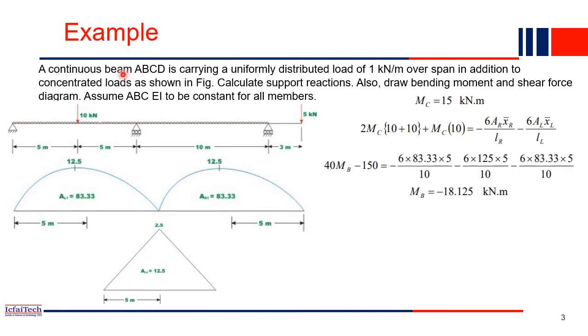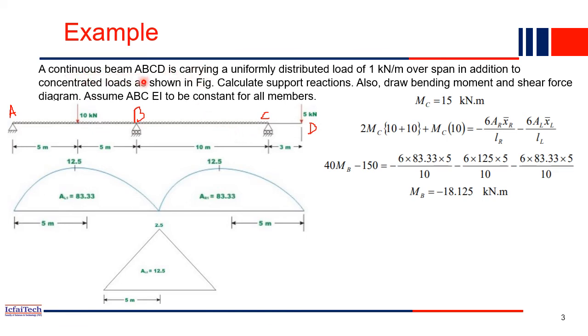A continuous beam A, B, C, D. The nomenclature is not given, so this is the A point, B point, C point, and this is the D point, right? So this is a continuous beam. More than one span we call continuous. Even if up to A to B it is a simple beam, when B to C comes again, it means it is a continuous beam. More than one span means it is a continuous beam.